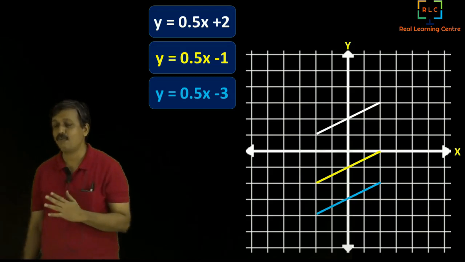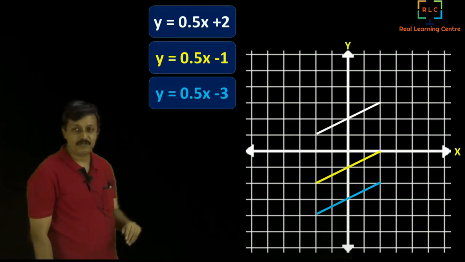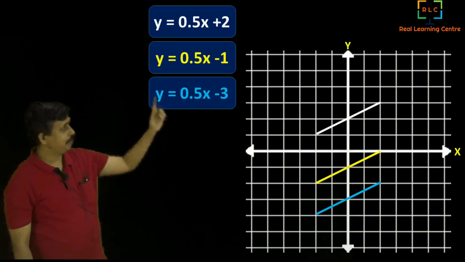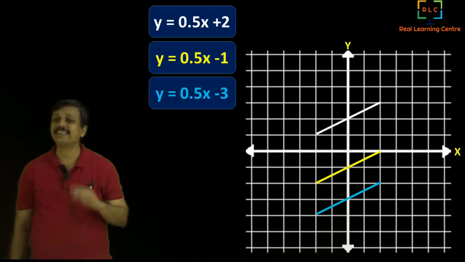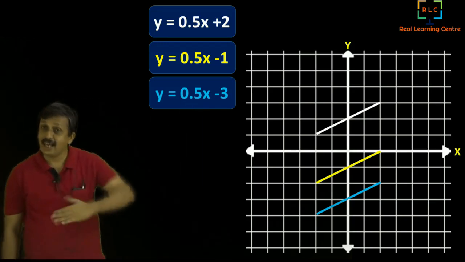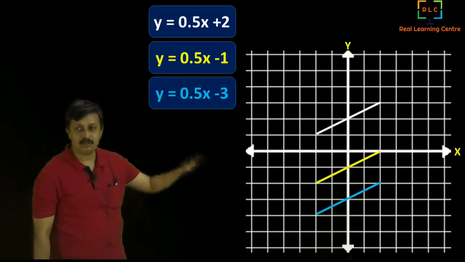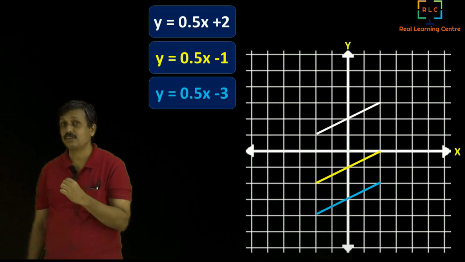If you carefully watch, all of them start with 0.5x, 0.5x, 0.5x. The white line is plus 2, the yellow line is minus 1 and the blue line is minus 3 in the second part of the equation. That has somehow made these lines go up and down. So, how did that happen? What are these values? What are they related to?